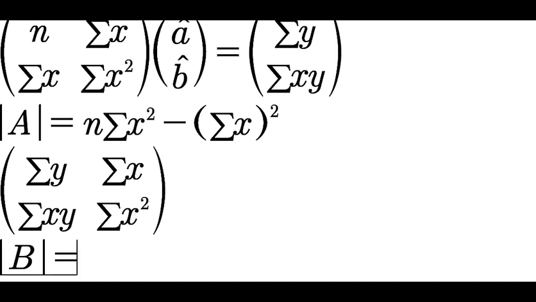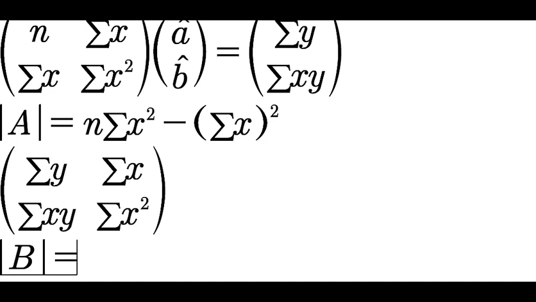Okay, summation y times summation x squared will give me summation y summation x squared, or the other way around, summation x squared summation y. So they are the same thing. It doesn't really matter. For instance, x times y is xy or yx. So it doesn't really matter.